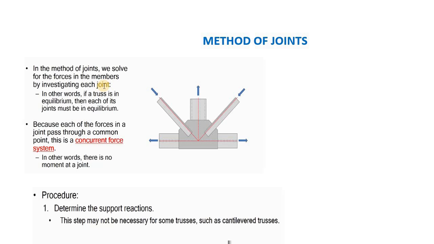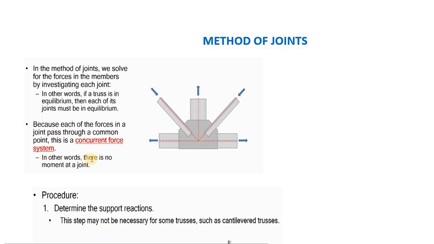Okay, so we are going to investigate each joint. In other words, if a truss is in equilibrium, then each of its joints must be in equilibrium, because each of the forces in a joint passes through a common point. This is a concurrent force system. As you can see on the screen, each of these forces passes through a common point, and this is the common point.